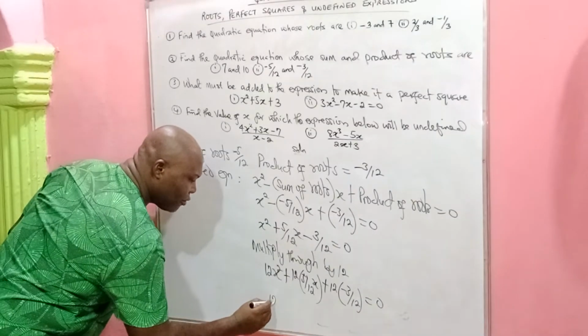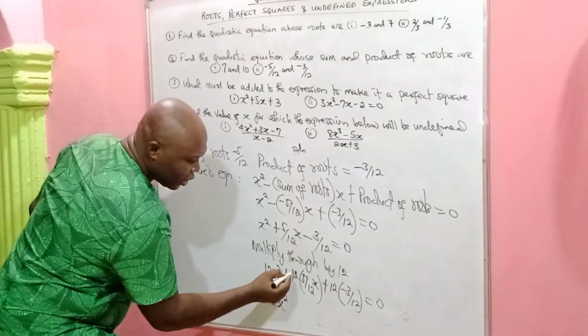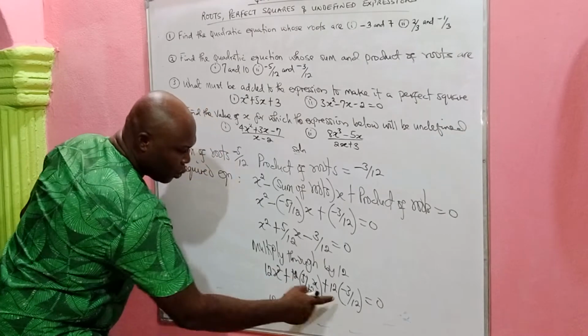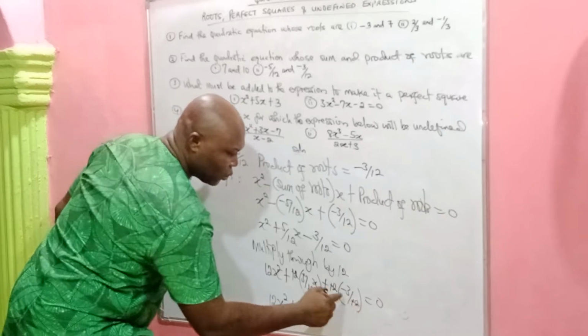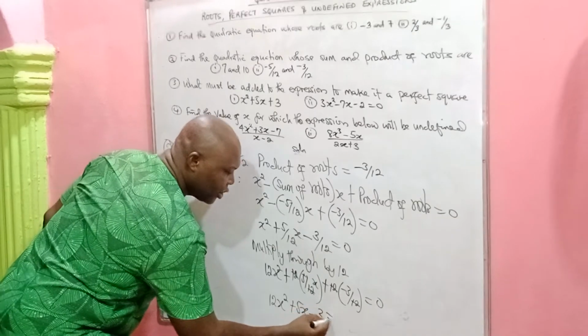Alright, so we are going to have 12x squared. This 12 will cross out this 12, so we only have plus 5x. And then this 12 will cross out this 12. We only have minus 3 equals 0.